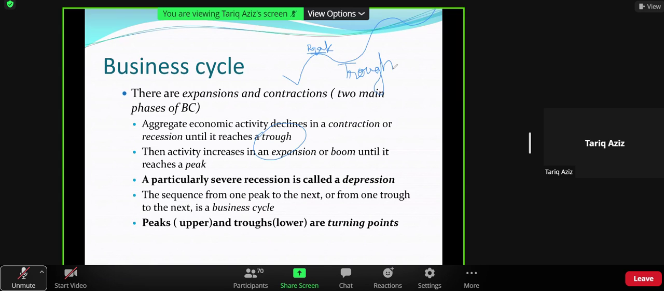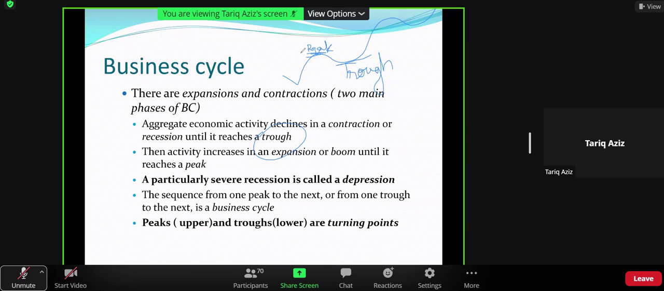T-R-O-U-G-H. So peak and trough. This chain keeps continuing. This process is a continuous process. But when the peak will be reached and when the trough will be reached, the period is not defined, because some business cycles continue for a longer period of time.